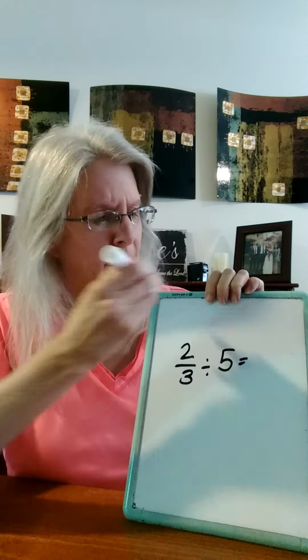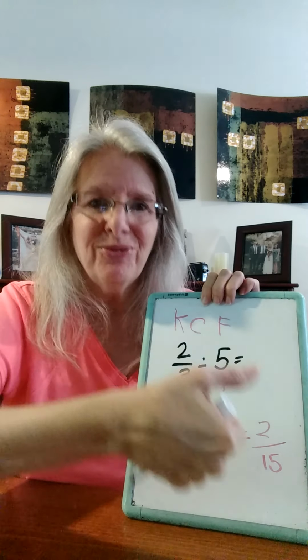2 times 1 is 2. 3 times 5 is 15. 2/15. You're going to divide fractions fine if you remember keep, change, flip. Keep the first number, you flip the second.